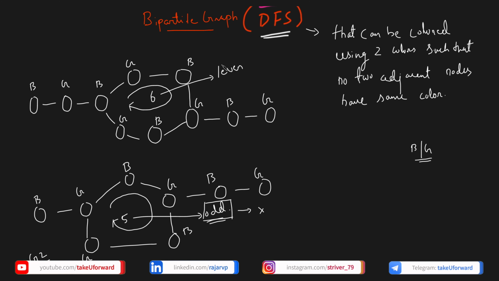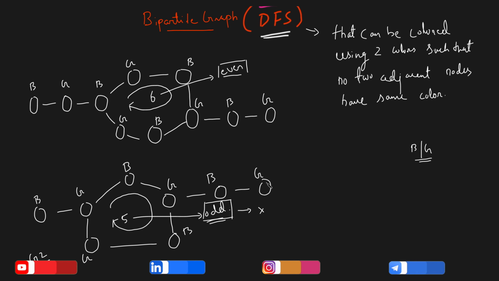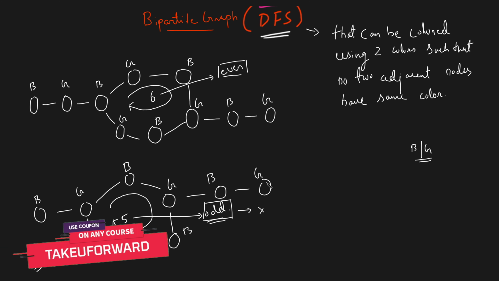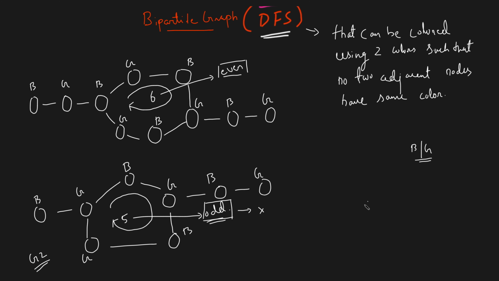A graph which doesn't have an odd length cycle, very, very important, it is not necessary that it should have an even length cycle, because this is also a graph, right? You can definitely color this with two different colors. So since I can color this with two different colors, this is for sure a bipartite graph.